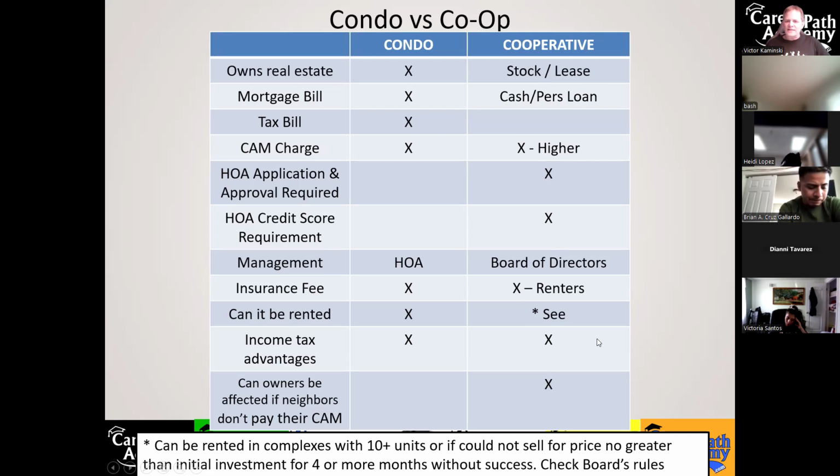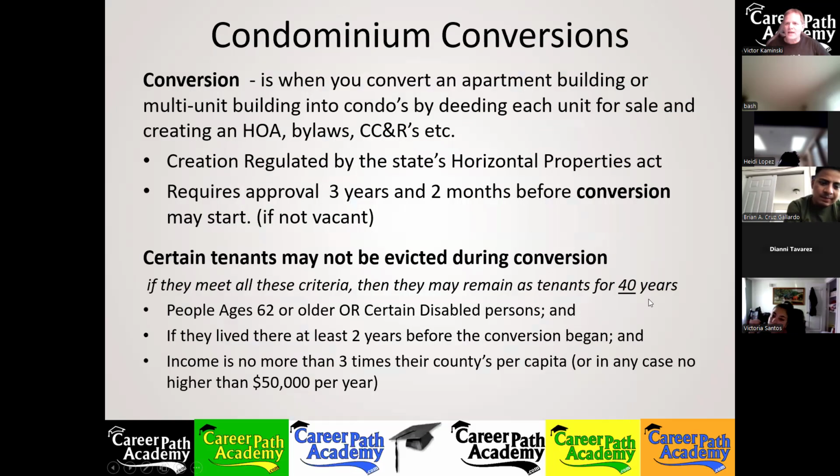Income tax advantages are identical for both. And your neighbors can be affected if you don't pay your monthly maintenance charges in a co-op, but not in condos. Because the monthly maintenance charge in a co-op includes perhaps the underlying mortgage payment and taxes. And if they're not collecting enough money because tenants are defaulting or not making those important payments, the corporation may not be collecting enough money to pay those important bills. And it may lead to the entire complex getting foreclosed.